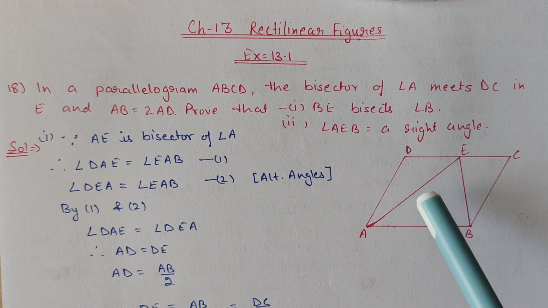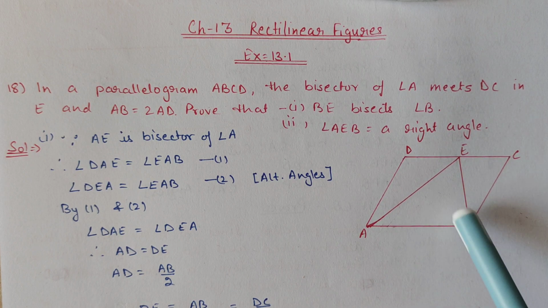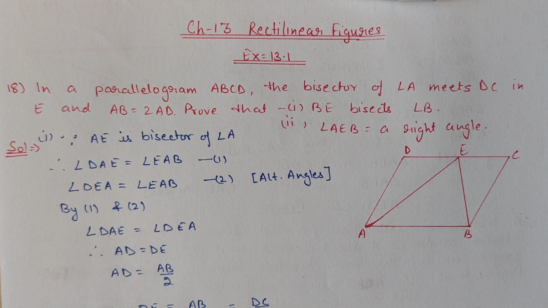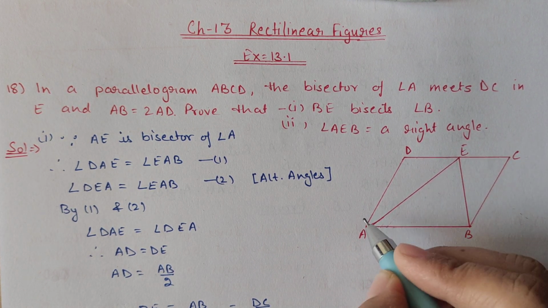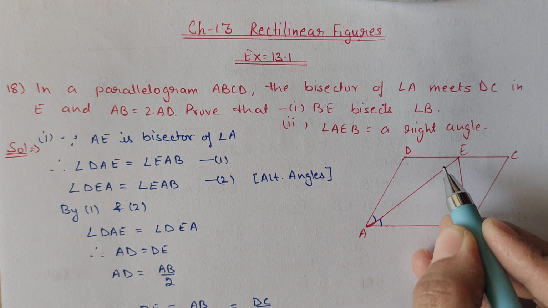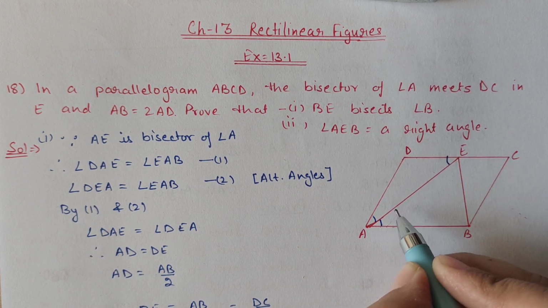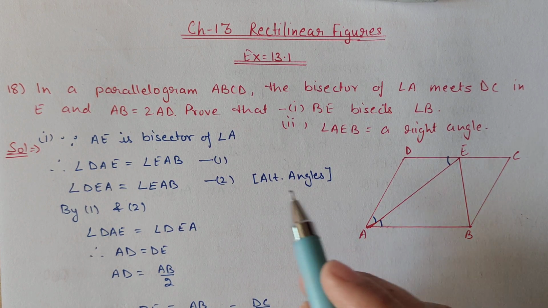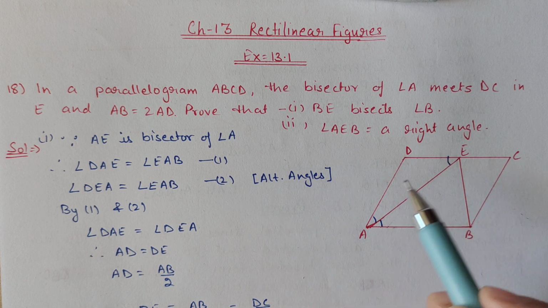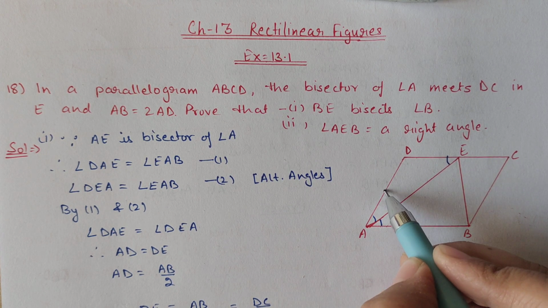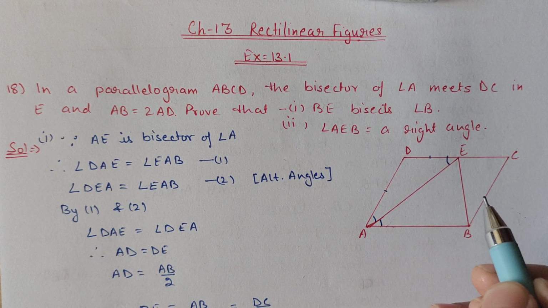Next we will take angle EAB and angle DEA, which are also equal because these two are alternate angles. This angle and this angle are equal because it is the bisector. This angle and this angle are equal because these two are alternate angles. So from relation 1 and 2 we can say these two angles are also equal to each other. And if these two angles are equal, it means these two sides also will be equal.